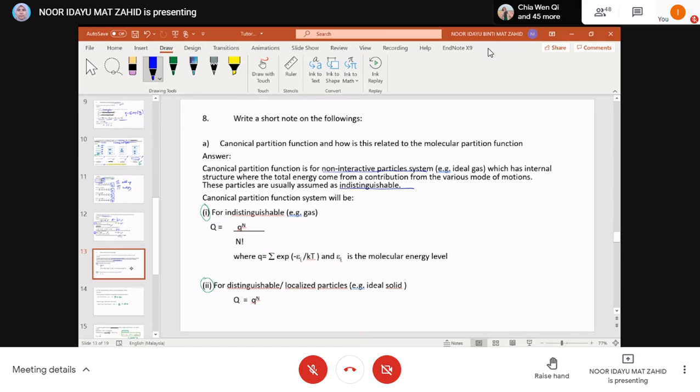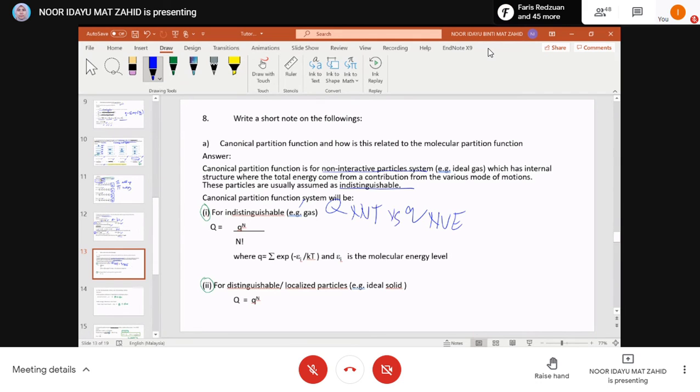So the canonical partition function is denoted by capital Q. The small q, the molecular partition function, is for the NVE system, and the canonical partition function is for the NVT system.